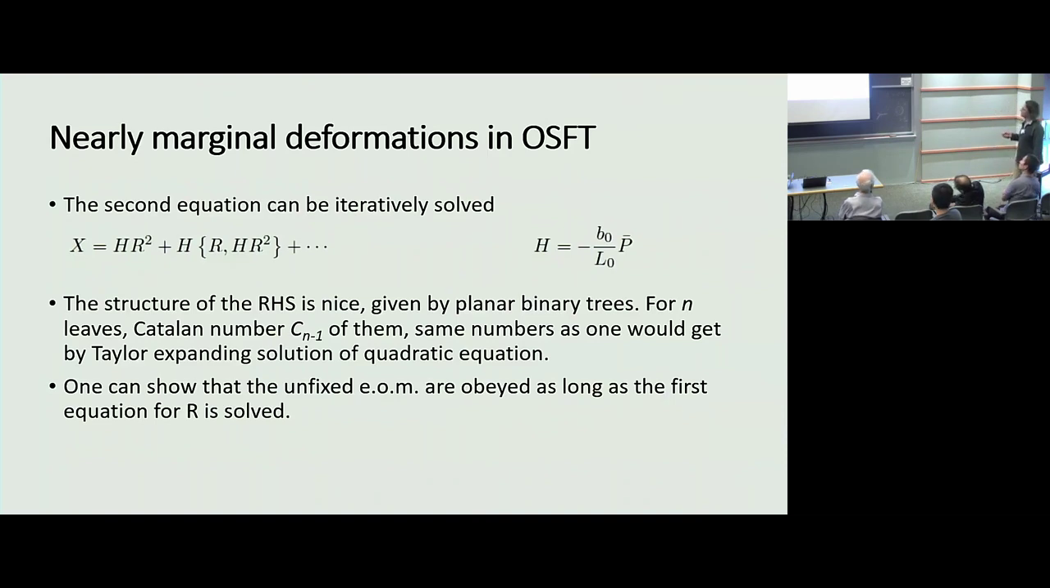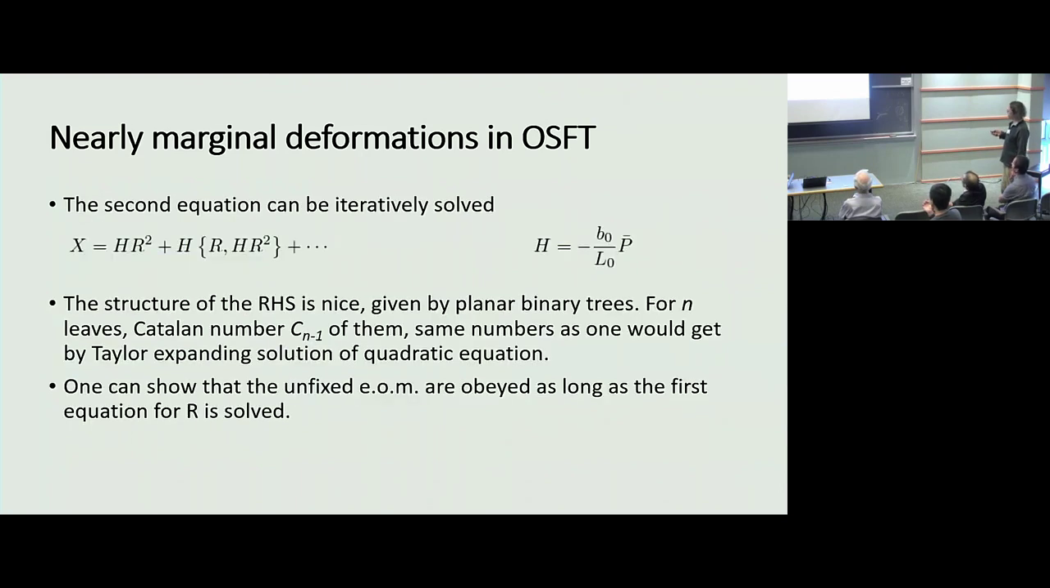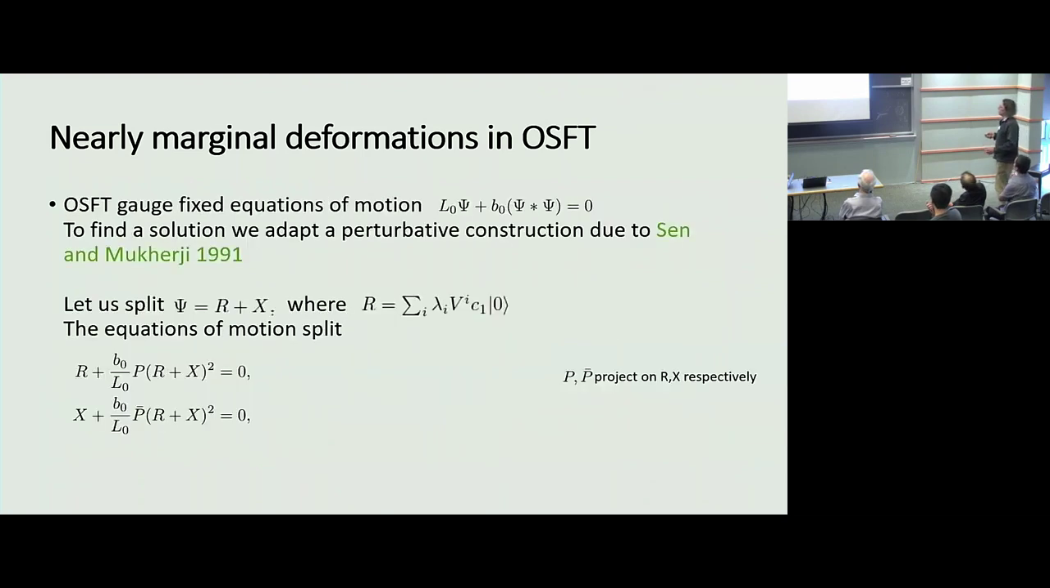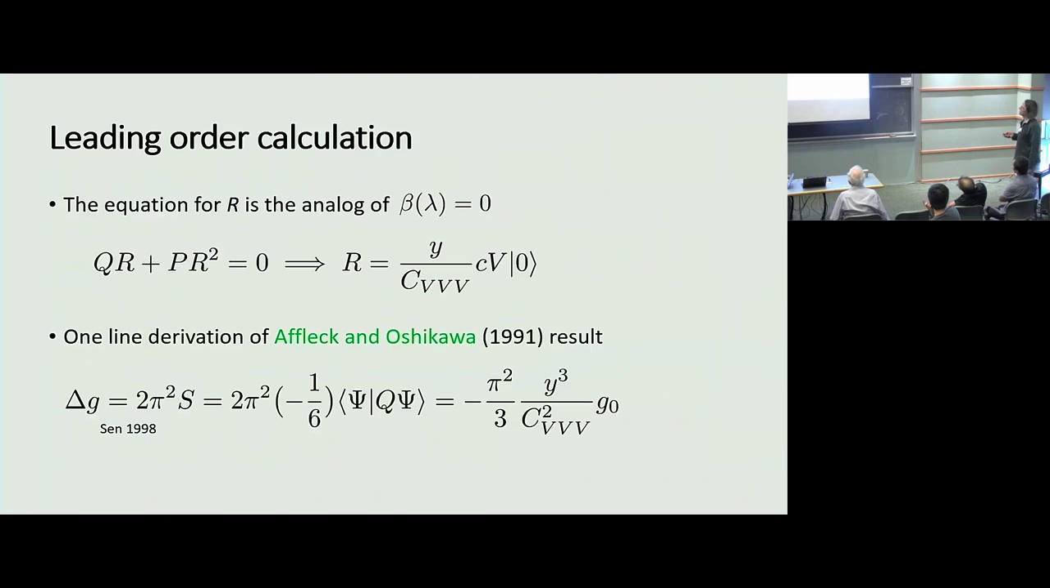It takes no work to write this to arbitrary high order. And it's a fun exercise to show that the unfixed gauge equations of motion, like this Q here and without the B naught here, are a consequence of this explicit solution. But also, if this condition is satisfied, then one can show the full equations are satisfied.